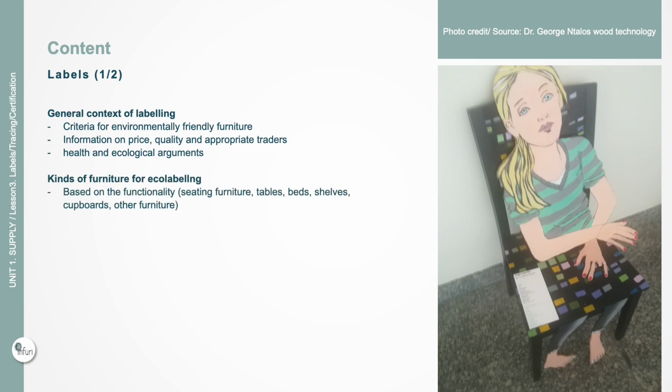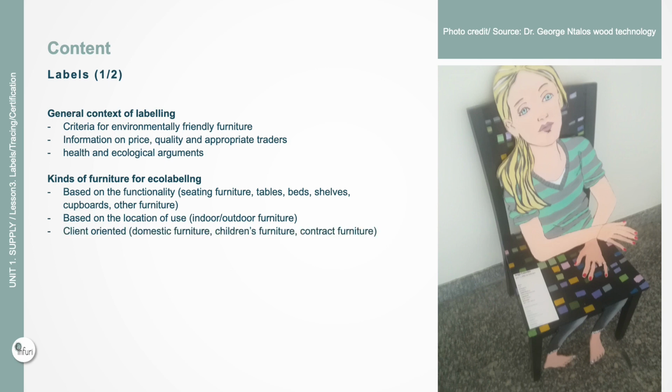The content of the label also provides features that are used for the distinguishing of the several kinds of furniture for eco-label. These features are based on the functionality, which includes seating furniture, tables, beds, shelves, cupboards and other furniture. On the location of use, which includes indoor and outdoor furniture. On furniture which are client-oriented, which includes domestic furniture, children's furniture and contract furniture. And on furniture which are based on material and technical complexity, which includes upholstered furniture and furniture for special uses.